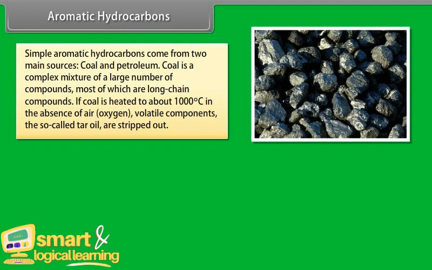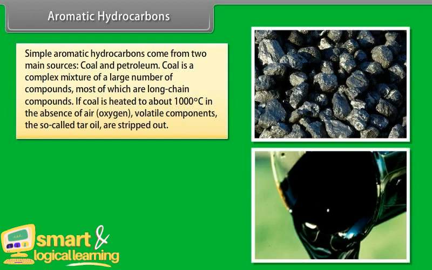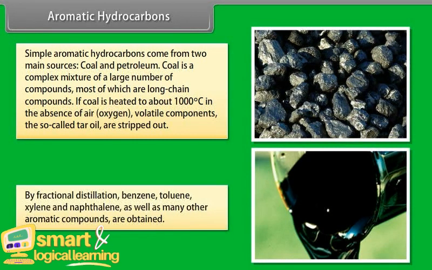If coal is heated to about 1000 degrees Celsius in the absence of air or oxygen, volatile components, the so-called tar oil, are stripped out. By fractional distillation, benzene, toluene, xylene, and naphthalene as well as many other aromatic compounds are obtained.